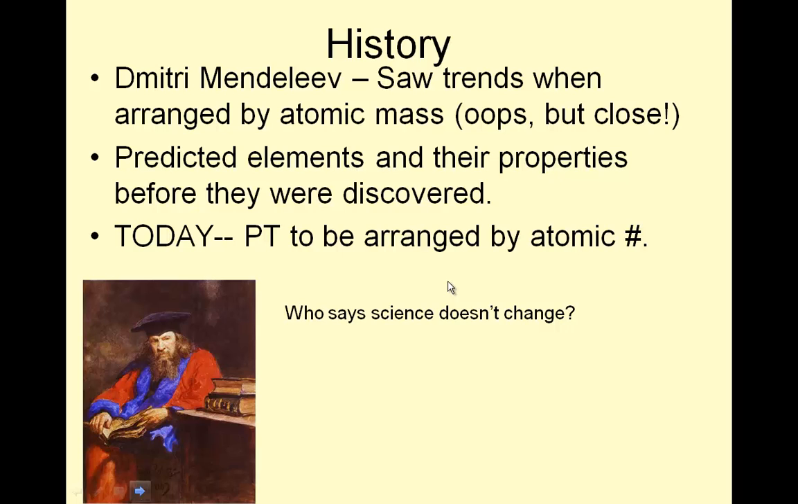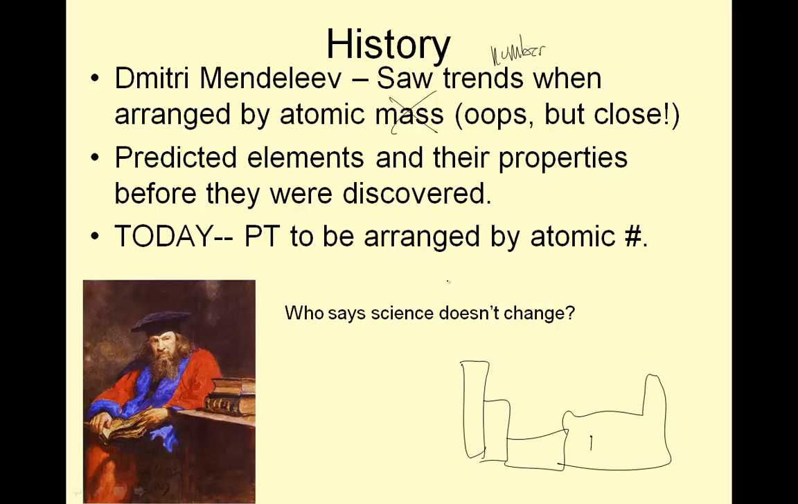History. Dmitri Mendeleev saw trends when atoms were arranged by atomic mass. Now, what was wrong with it? He was wrong. You were wrong, my friend. Arranged by atomic number is the correct thing. He predicted elements and their properties before they were discovered. So basically, he had a little periodic table, and he said, wait a minute, there's a hole right here. And he said, all right, all you other chemists, go find one. It was a very bold thing to do. And he was right.